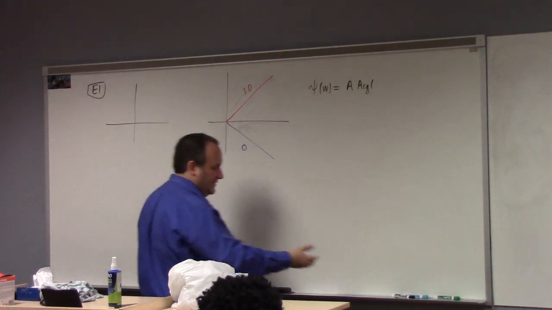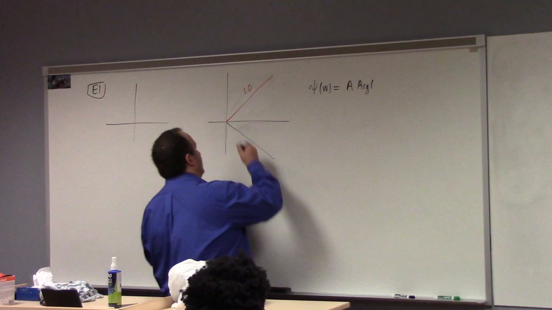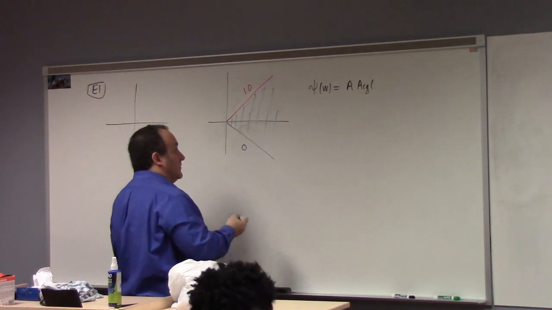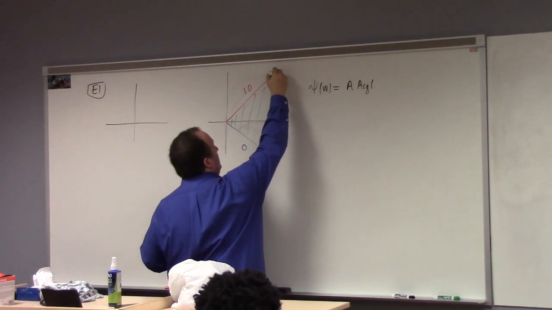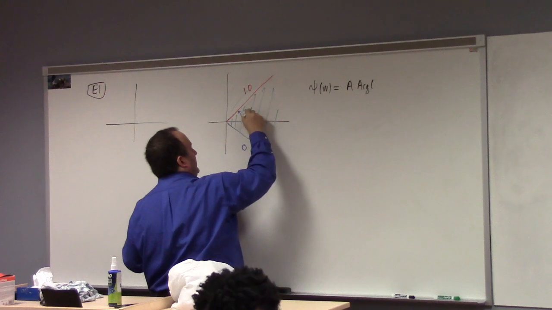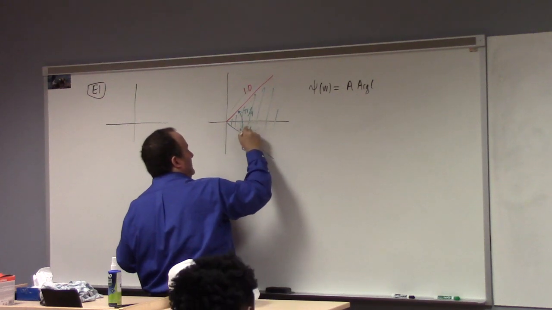What? Why are there flies in here? Anyway, in this wedge. All right. So here we're talking pi over 4 this way, pi over 4 that way. So it's a quarter plane.